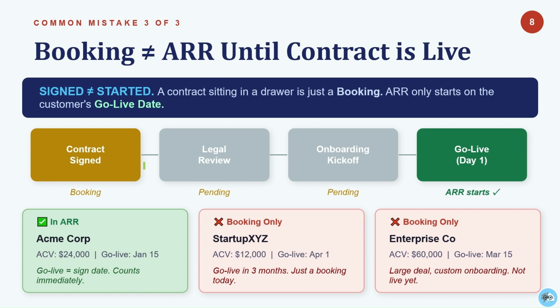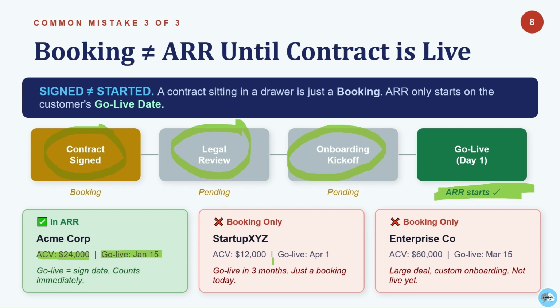Let's suppose in a general contract, how the steps happen. A contract is signed, legal review happens for the contract, onboarding kickoff is there, and then we have the go live on day one. That is where the ARR starts. So for example, we are sitting right now on Jan 15. Acme Corporation had an average contract value of 24,000. They are going live on January 15 itself. So since go live is equal to sign date, we will immediately count this 24,000 into our ARR.